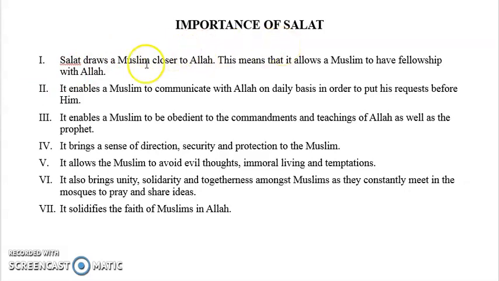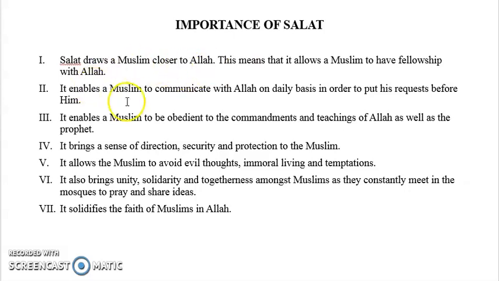1, we say salat draws a Muslim closer to Allah. Now this means that it allows a Muslim to have fellowship with Allah. It allows the Muslim to be committed to Allah. Through constant prayer, that Muslim will not even do things which are evil. Because obviously, if you pray and you sin, that means you are just playing with the whole prayer thing. So it draws a Muslim closer to Allah.